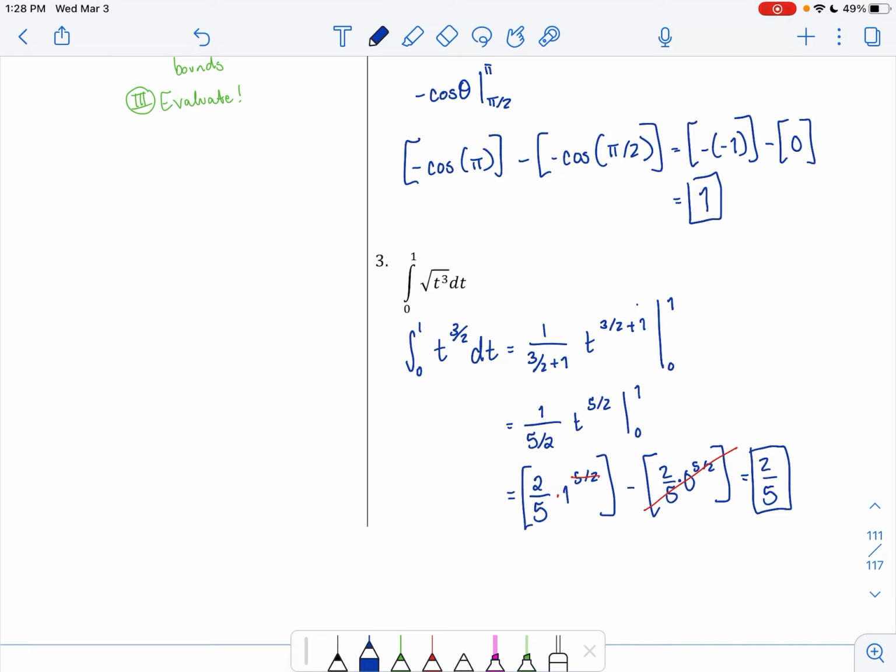All right, so if you have questions about the connections here with antiderivatives and using the bounds to evaluate the area under the curve, evaluate the integrals, please let me know, and I'm happy to help you work through any questions you have.